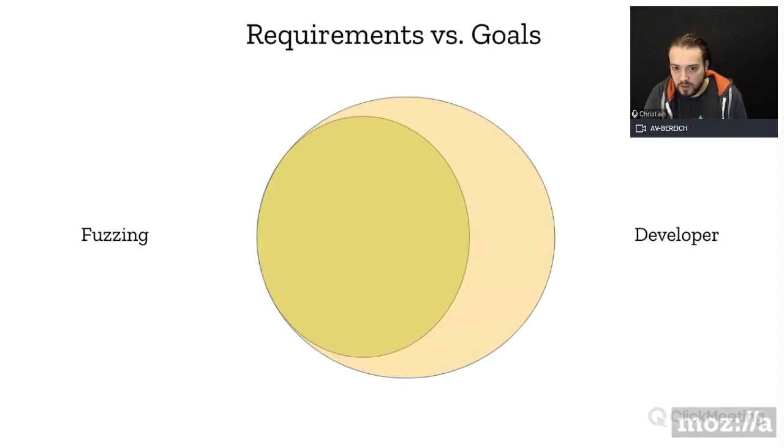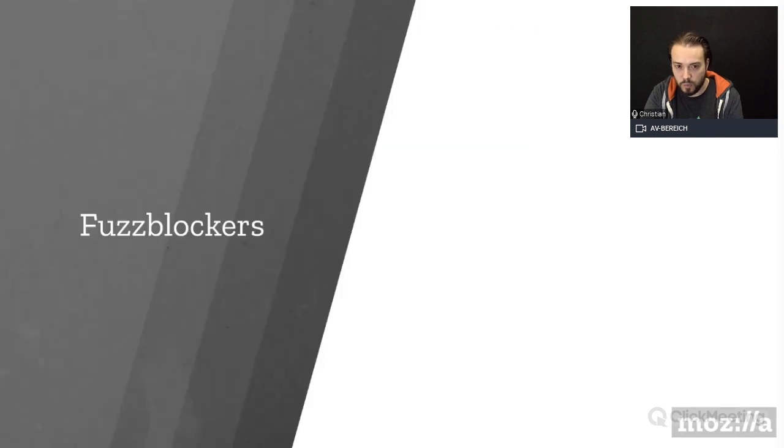So in the end, you actually want the requirements versus goals to look like this. You want fuzzing to be a complete part of the developer's goals, but especially in the beginning, you will likely not achieve 100% in that. And there is one situation in particular that I want to highlight because it's a very common thing to occur when deploying fuzzing, and that is fuzz blockers.